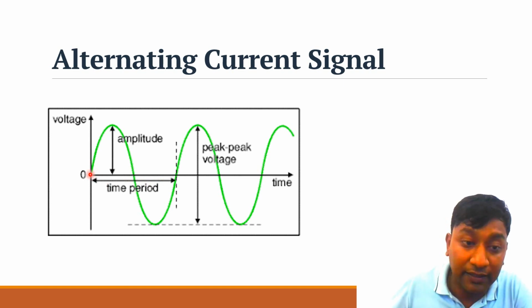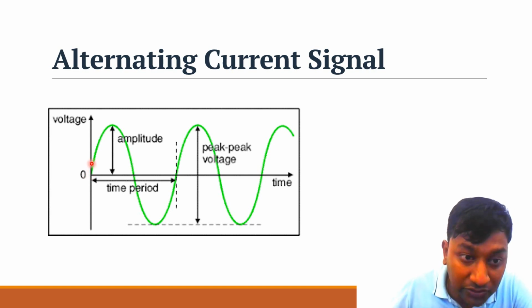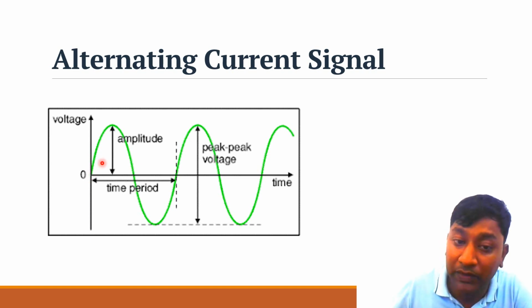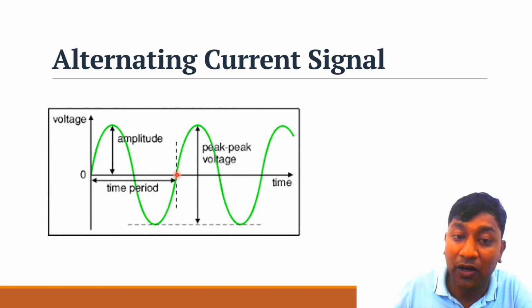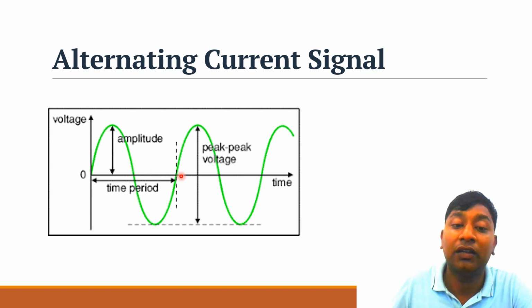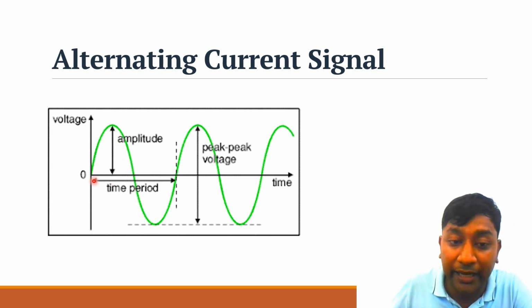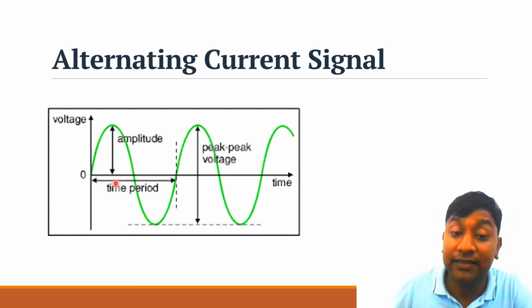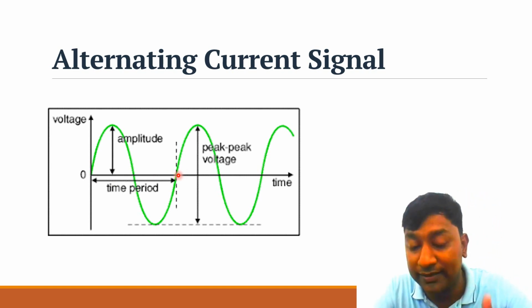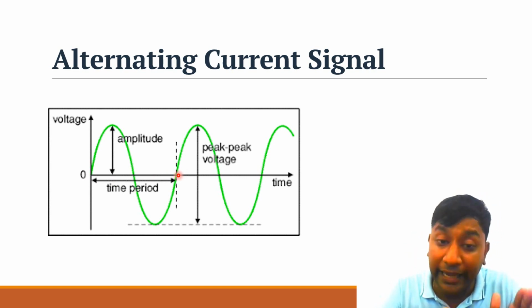At this particular point the starting amplitude is 0 and the direction is upward. Similarly, at this point we observe the same phenomenon. The same things are repeated after a certain time, and that time is called the time period. When the same phenomena or same properties are repeated after a certain time, that is called the time period.